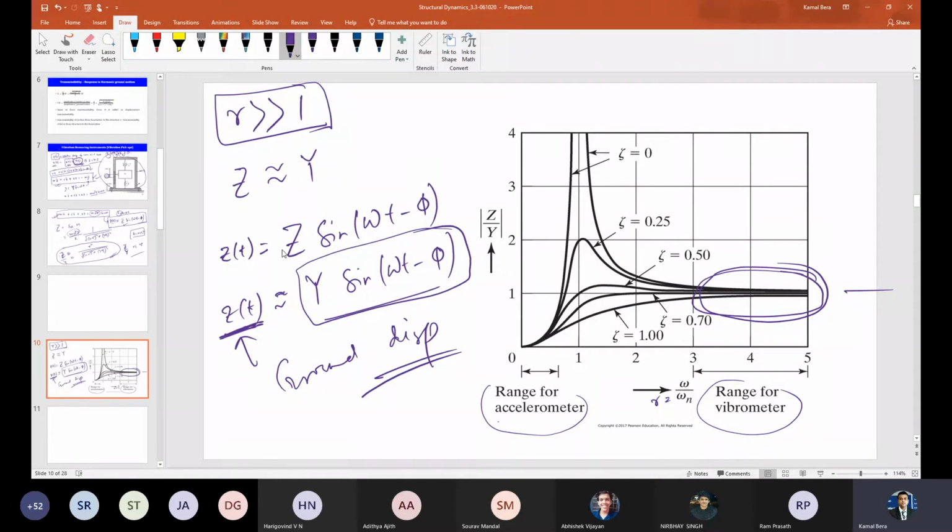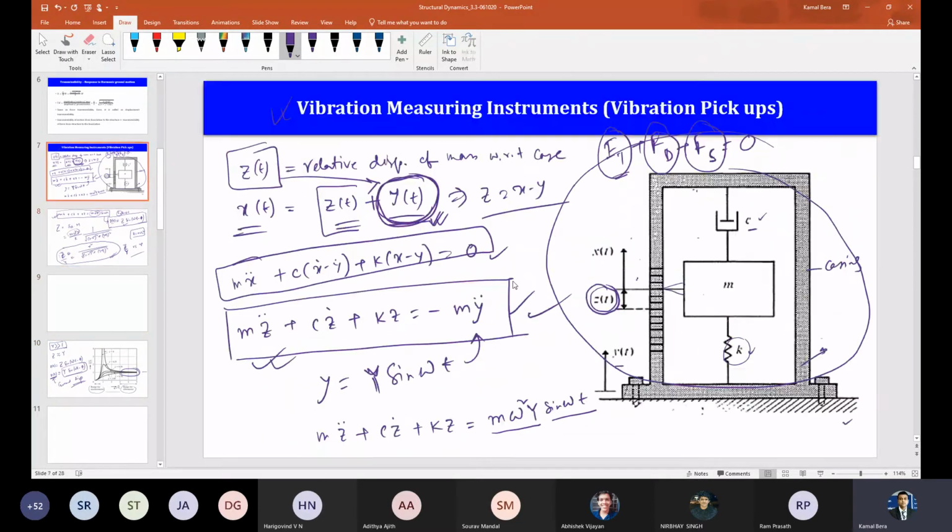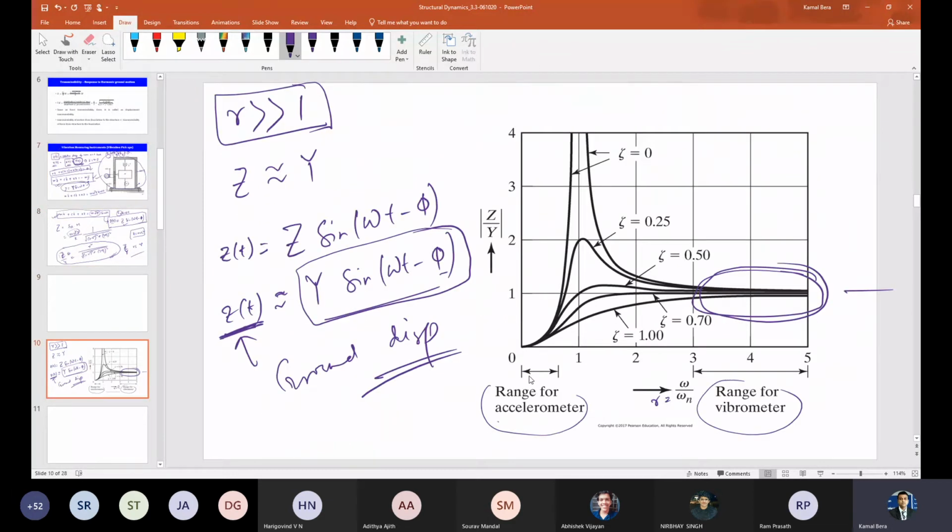But that is beyond the scope of this elementary course, so you can read about it yourself if you are interested. The terminology is called phase distortion, but that is not required for the time being. For this case there will be some phase difference, but otherwise it is just Y sine omega t, which is nothing but our ground motion. So by measuring z(t), the relative displacement of the mass inside the casing, we are actually measuring the ground displacement. That's why it is written as the range of the vibrometer. Then the instrument behaves like a vibrometer or seismometer.